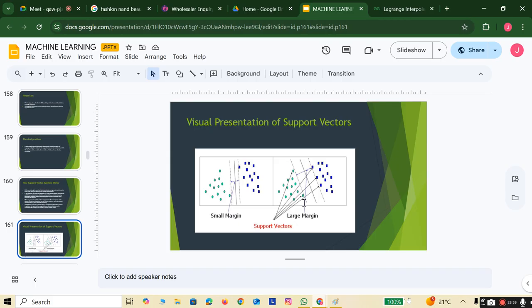So this is the visual presentation of our support vectors. As you can see, we have a small margin, but it is separating the light green circles, ovals, and blue rectangles. In the other diagram, we have a very big, large margin, and that is now the best model. And as you can see, the support vectors have also been clearly shown. So that is the visual presentation of support vectors.